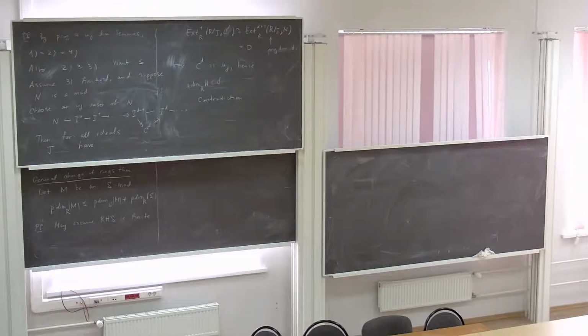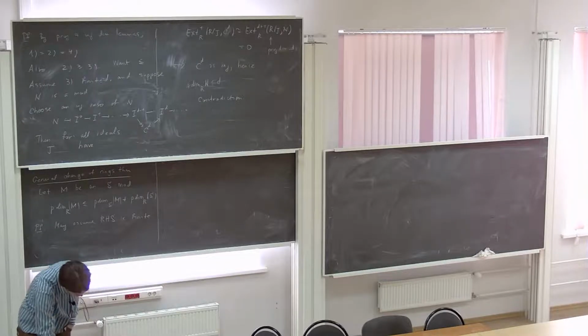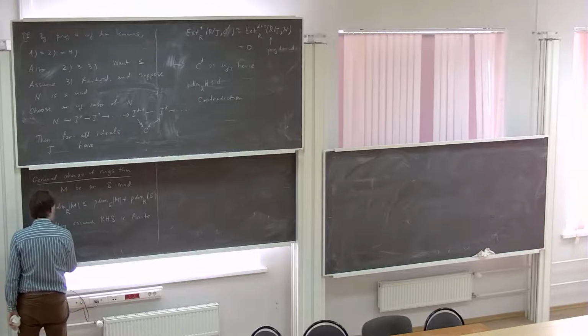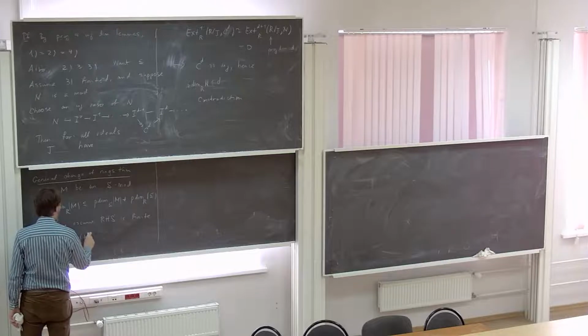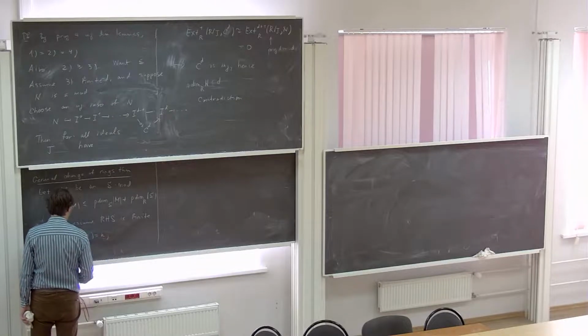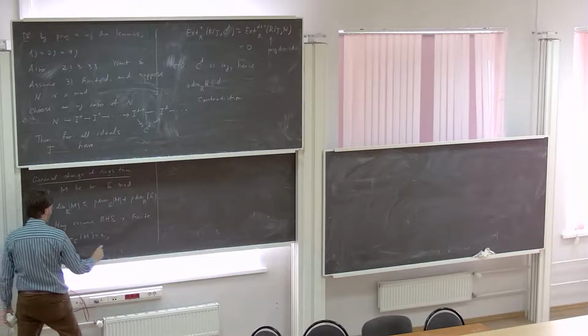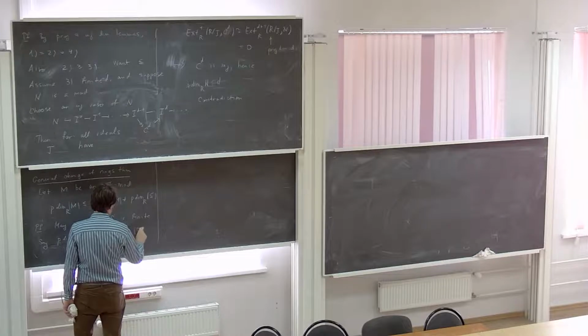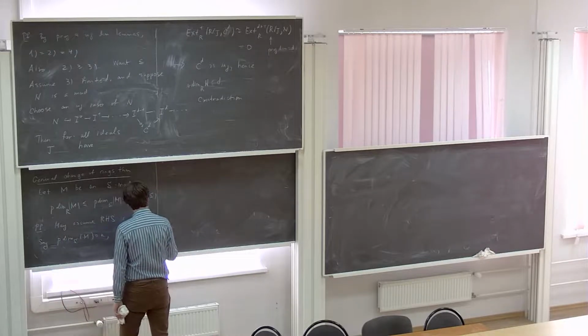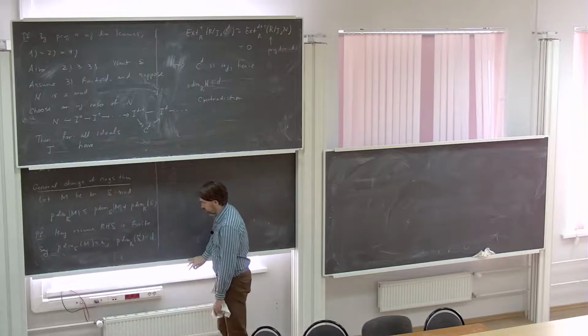So M has finite projective dimension over S, and S over R. Let's give them names. Let's suppose the projective dimension of M over S is N, and the projective dimension of S over R is D. Okay?